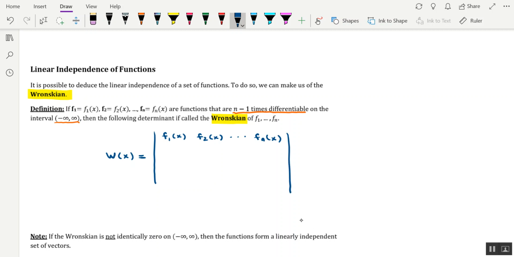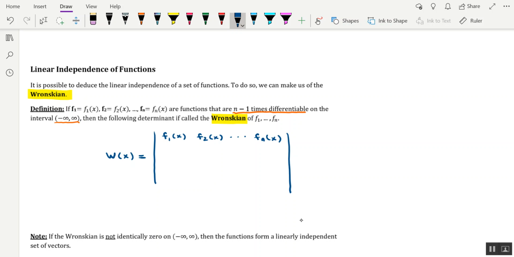I'll close off the determinant. Now, we need these functions to be n minus 1 times differentiable because recall that in order to take the determinant of a matrix, the matrix needs to be square. So essentially what happens is we continue to take the derivatives of each of these functions until we've populated a determinant of a square matrix.